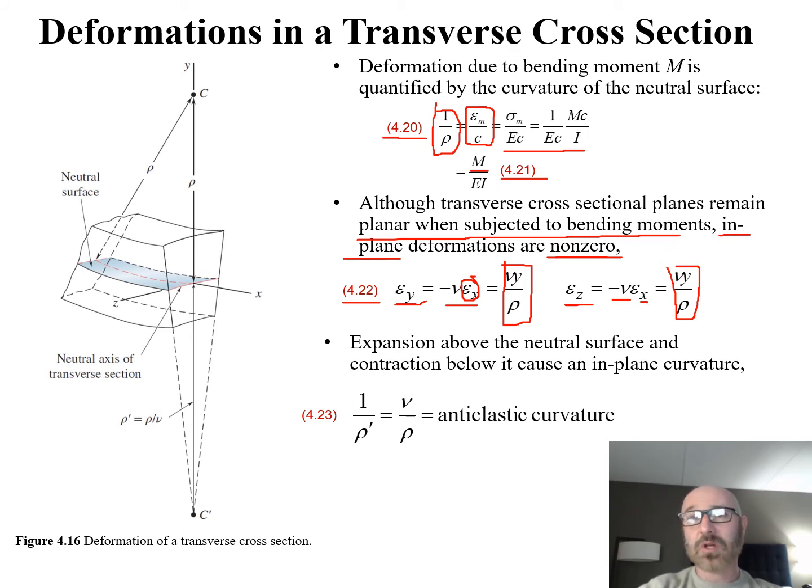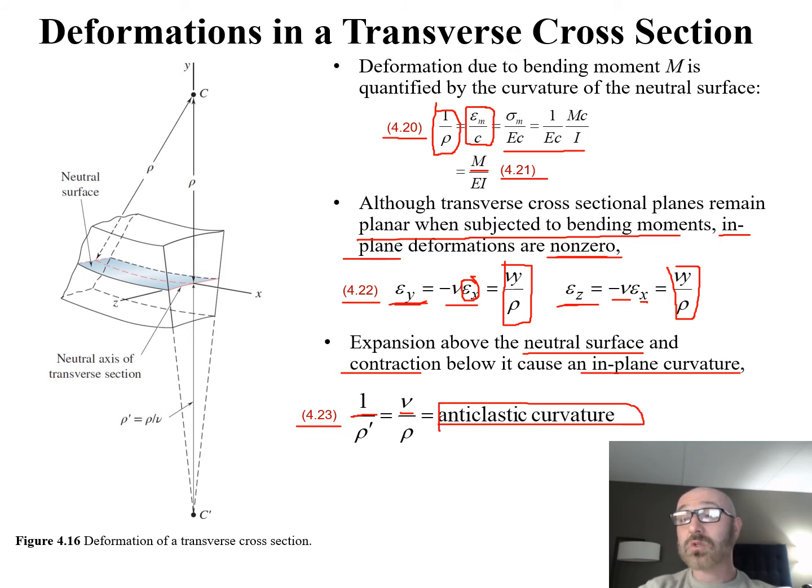So from equation 4.22, for this particular case, our epsilon sub y is equal to our epsilon sub z. This lets us know that there's expansion occurring above the neutral surface and contraction below it, which cause an in-plane curvature. Now, when we're talking about curvature, we have this relationship shown in equation 4.23 in our textbook. We have 1 over rho prime, which is equal to Poisson's ratio over rho. And this is what we're calling an anticlastic curvature, from equation 4.23 in our textbook.